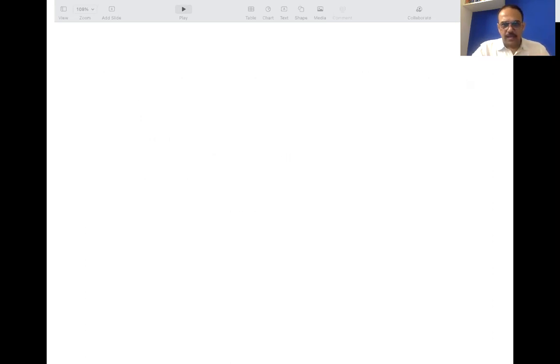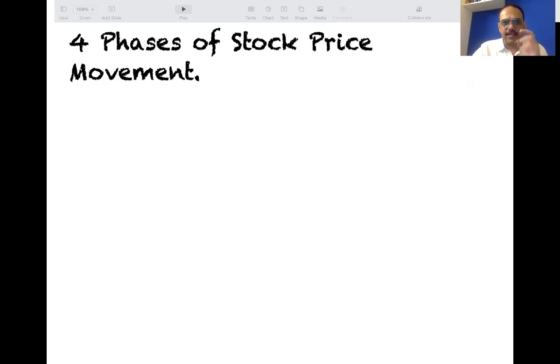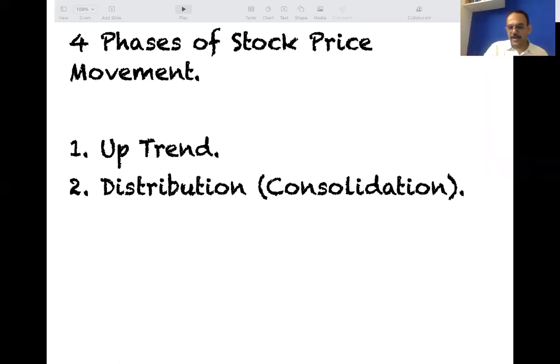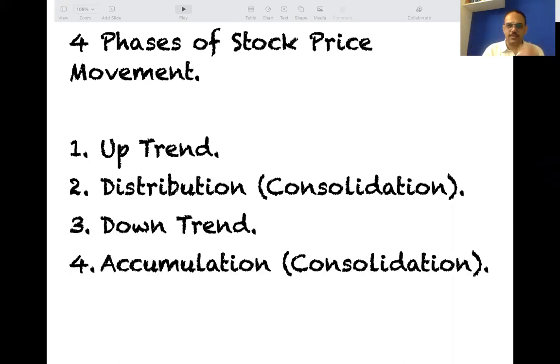Like I said, there are four phases of stock price movement. One is it will go up, uptrend, then it will consolidate, and there will be downtrend, and then accumulation. This is four phases. This is how the price will keep on moving. There is no new thing which happens in the stock market. Whenever prices are moving, they will be moving in the same way. They will go up, move sideways, come down, move sideways, go up, move sideways. That's it. Each and every instrument in the stock market will have the same price movement.